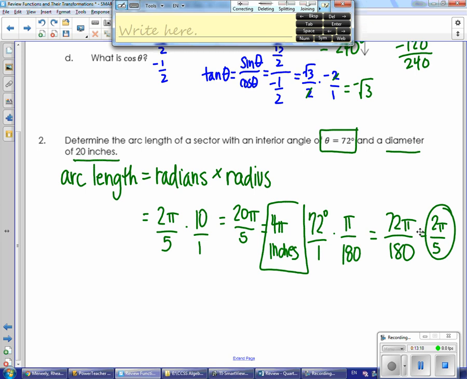So that is one formula you do need to remember, or actually there's a couple things you need to remember. You do need to be able to change your degrees to radians and radians to degrees by either multiplying by pi over 180 or 180 over pi, depending on where you're starting. And then you do need to remember that the length of an arc is found by multiplying your radians times the radius.